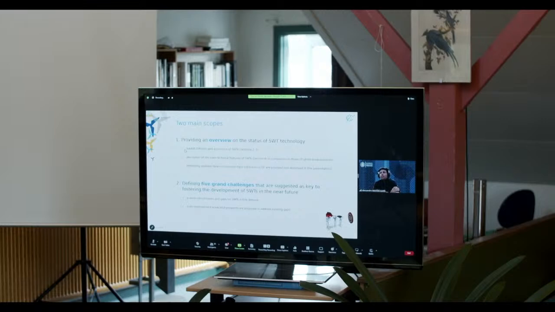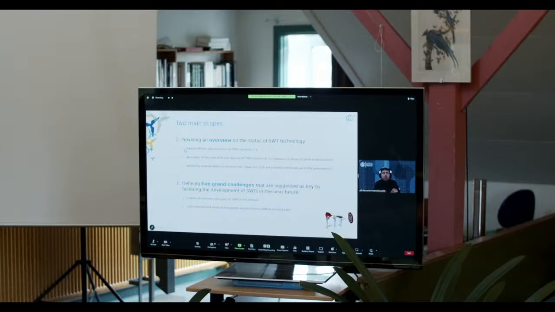So the paper had two main scopes. The first one was providing an overview on the status of small wind turbine technology. If you take a look at the paper, you will see that sections 2 and 3 provide an overview about the market diffusion, some updated and very interesting economic data, and also a description of the main technical features of small wind turbines in comparison to utility scale ones. Due to time, I will not present anything about this today, but if you're curious, you can find them in the paper.